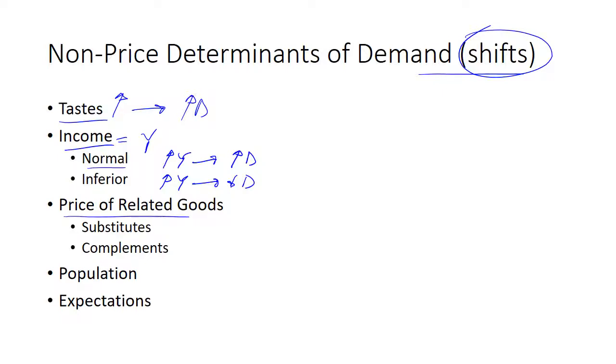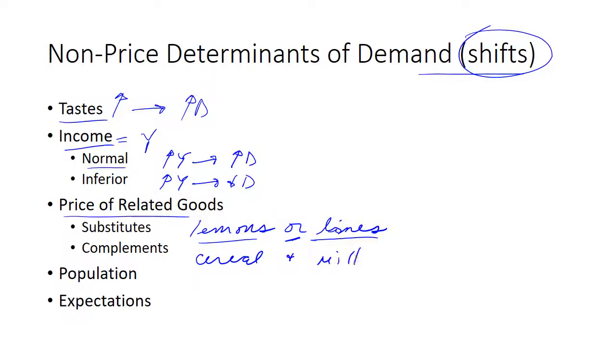A third one is the price of related goods, and we're going to talk about 2 different kinds of ways goods can be related. They can be related as substitutes, and I want you to think of substitutes as an or. What I mean by that is you're going to go to the store and you are thinking about buying lemons or limes. Okay. If lemons have gone up in price, you're going to demand more limes, right? But it's an or. Complements, we're thinking about something like cereal and milk.